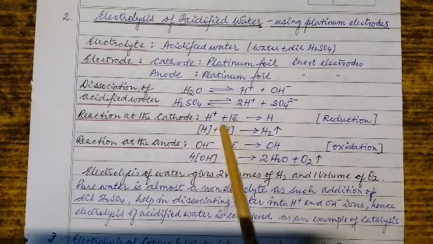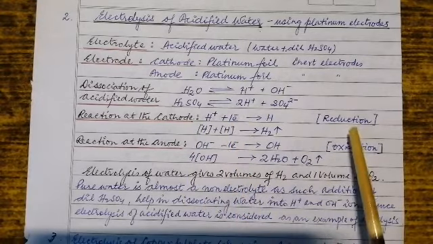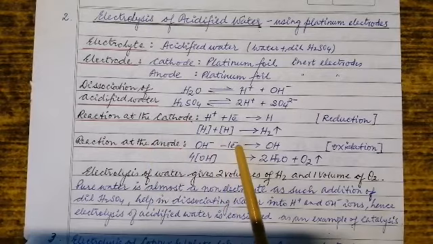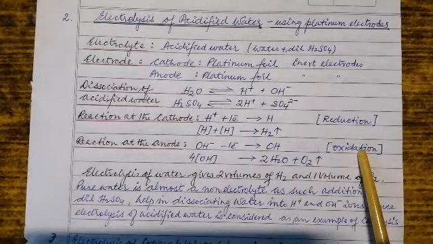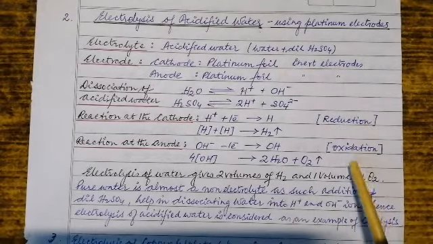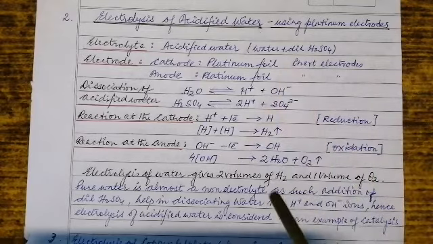Now let us look at the reaction. At the cathode, gain of electron is taking place, so we call it reduction reaction. At the anode, loss of electron is taking place, so what do we call it? Oxidation. So electrolysis is a typical example of oxidation and reduction reaction, which we call redox reaction.